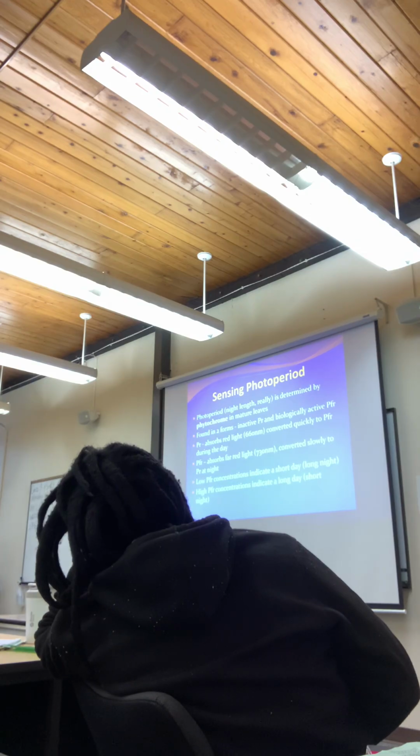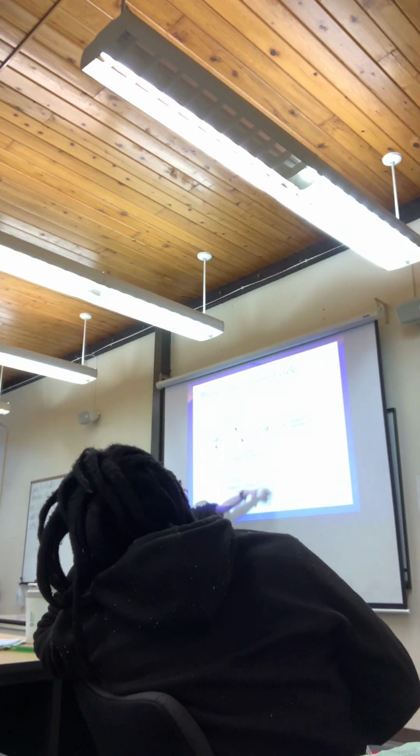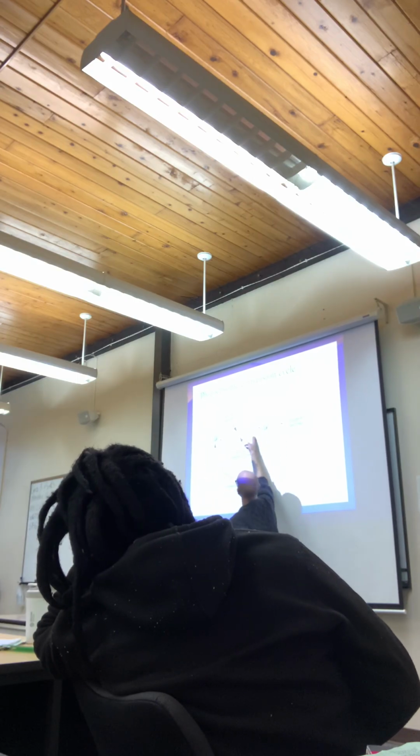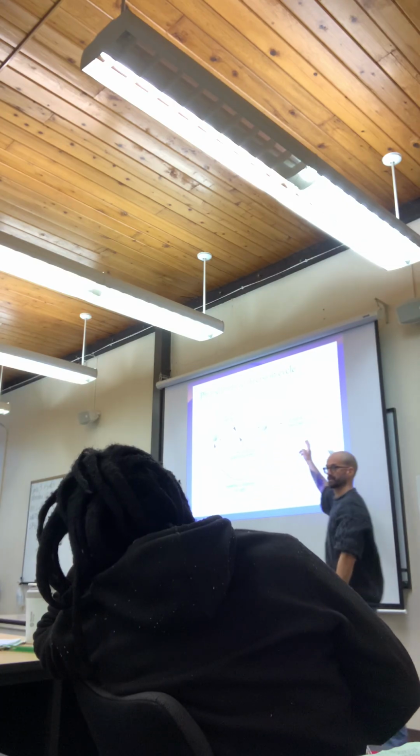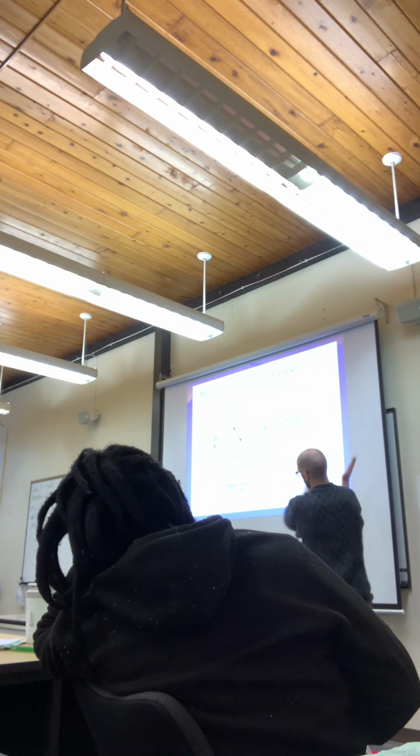So it takes a buildup of signals over time. Here's the basic idea, right? So red light is coming in during the day, it's being absorbed, and at night, that PFR is being slowly converted back to PR. During the day, that PR is going quickly to PFR. So the more of this, basically, the more light there is. The more PFR sensor, the more light in that day, and thus, right, the longer the day, and the shorter the night.